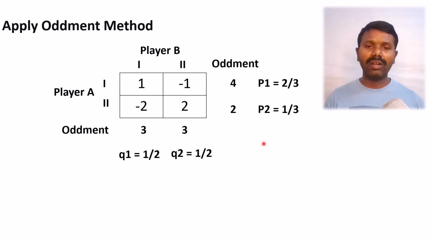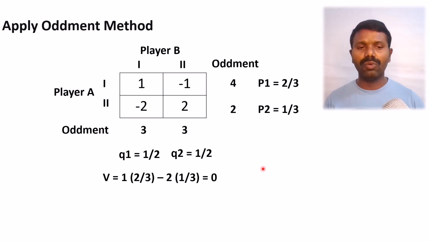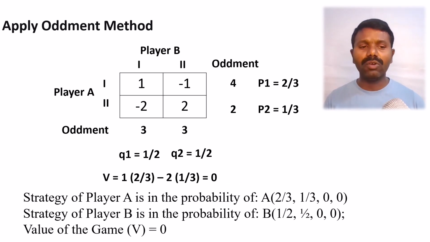Now if I want to find the value of the game, V is equal to 1 into 2 by 3 minus 2 into 1 by 3. That becomes 2 by 3 minus 2 by 3, which is 0. So finally we can conclude that the strategy of player A is with the probabilities 2 by 3, 1 by 3, 0, 0, and the strategy of player B is with the probabilities 1 by 2, 1 by 2, 0, 0. The value of the game is 0. So that is how we can solve these problems. Now let us go to the last problem, the fourth problem.